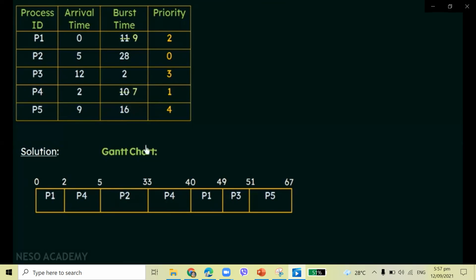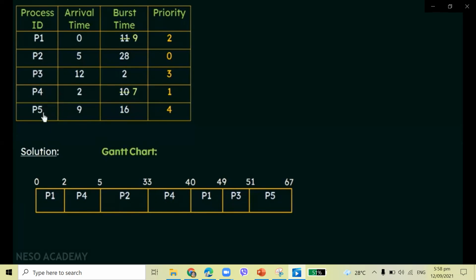Alright, so let's see. So P2 now got the CPU and it's continuing its execution. Now if you look at this table, after P2, let's see what are the other processes that arrive. So after P2, which arrived at 5 milliseconds, the next process to arrive is P5, which arrived at 9 milliseconds. And after that, even P3 arrived at the 12th millisecond. So this 9 and this 12 all fall under this 5 to 33. That means during the execution time of P2, these two processes P5 and P3 arrived.